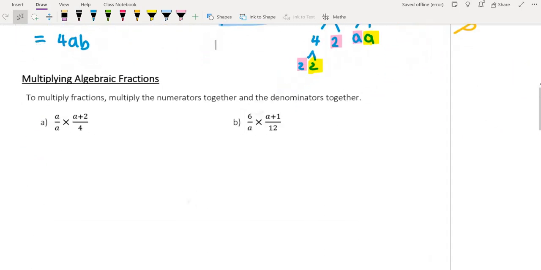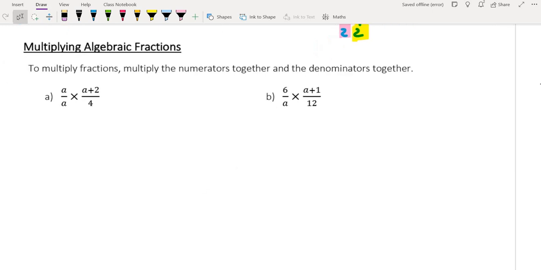So that was to simplify. Now we can multiply, and as you remember, multiplying fractions is the best one out of all the operations because it's the simplest to do. You multiply the top, multiply the bottom, and when you do, you will get, actually, this is a bad example. Let's do this one first. So multiply the top together, you have 6 times (a plus 1). Let's write it like that. And then you have a times 12, which is 12a.